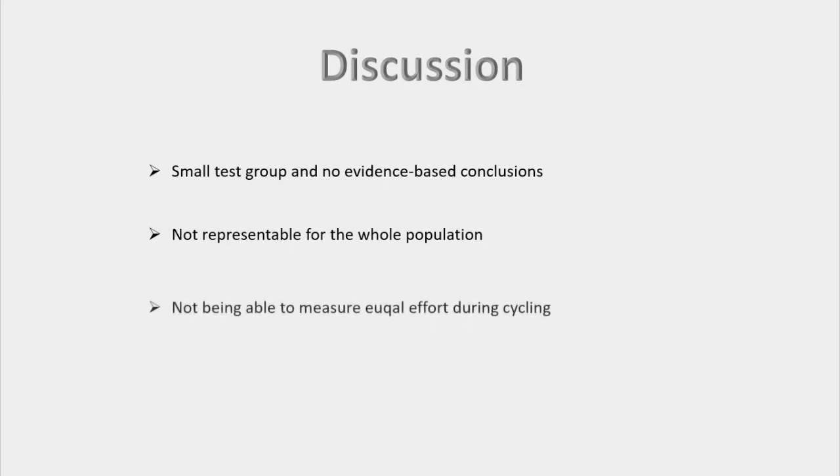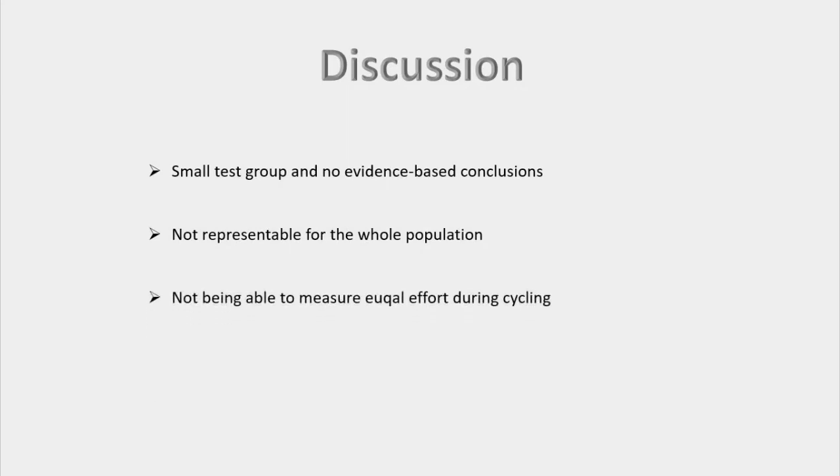Additionally, we could not measure whether the two subjects were given an equal effort during cycling. Also, differences in metabolism between subject A and B could be a confounder for the result of this experiment. That is why it is also important to measure this in further research experiments.